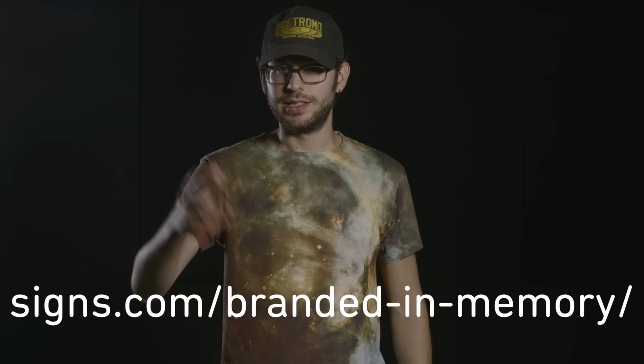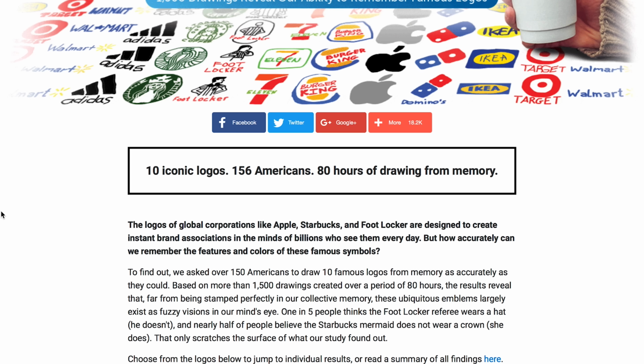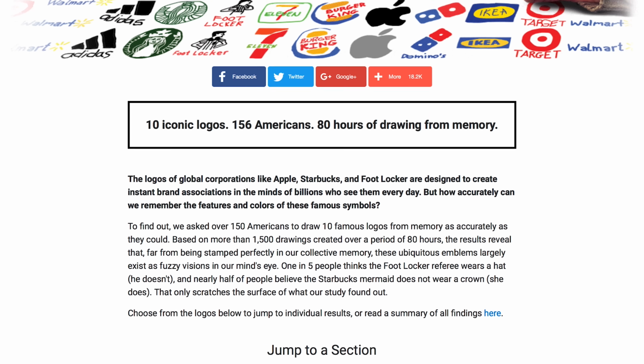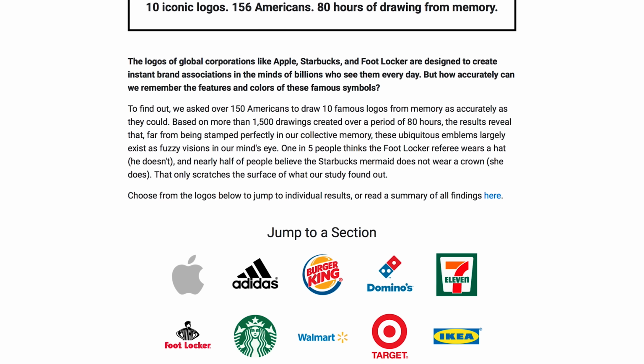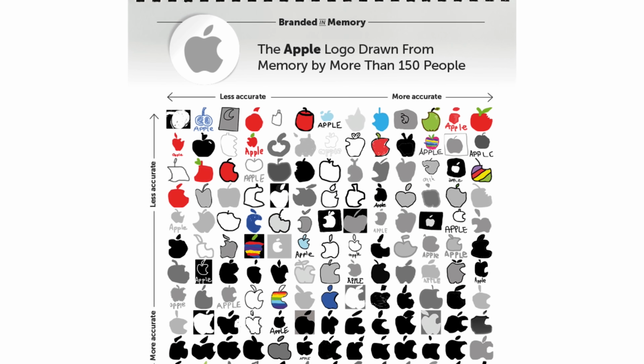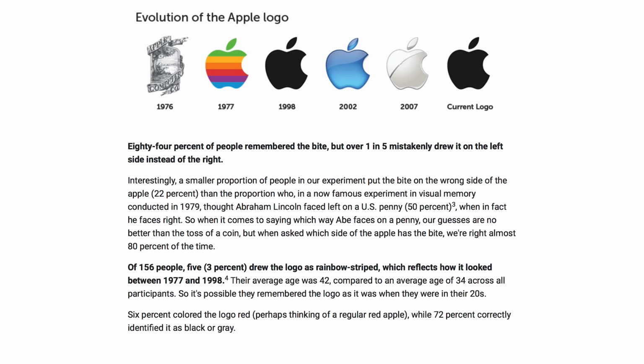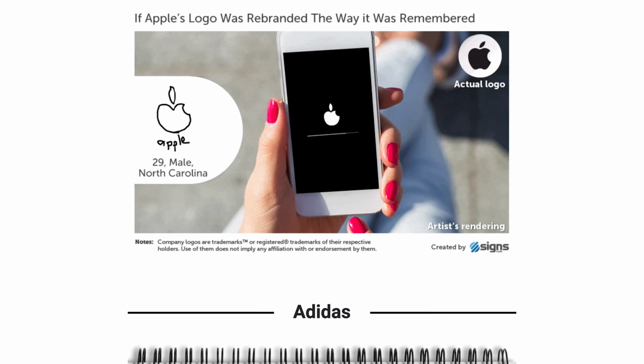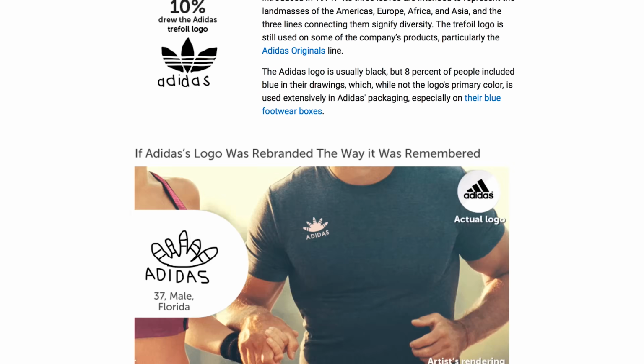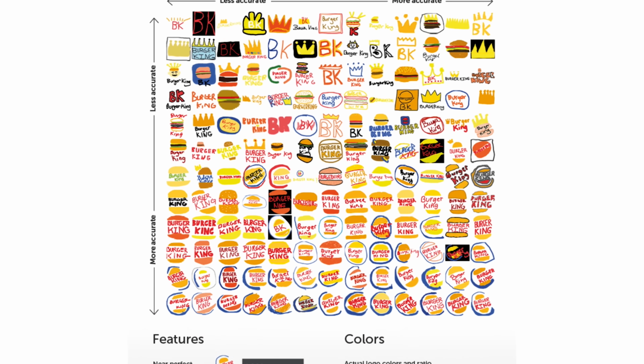Well, signs.com/branded-in-memory might give us some answers. This site shows off the results of a study in which 156 Americans were given 80 hours to draw 10 famous logos from memory. And as it turns out, not a very high percentage of them could get those close to what the real thing is. It was discovered that 80% selected the correct color palette, but when it came to the shapes, they had more trouble. One possible explanation to these imperfect recreations is that the participants may have conflated each of the changing logos over time, and just as logos change over time, so do populations.